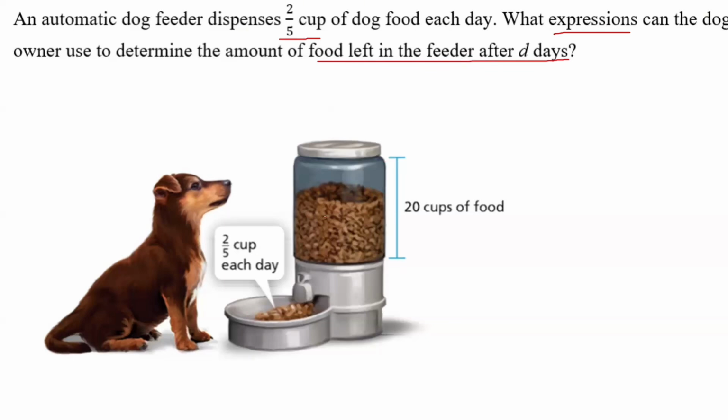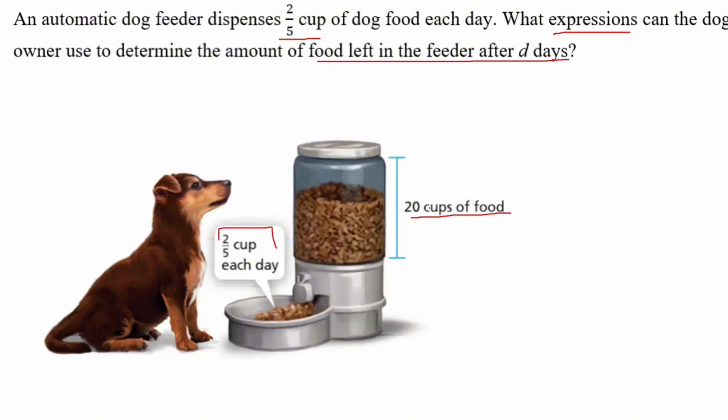We are going to use this information here to help us to write the expression. So this is the dog feeder dispenser. If you notice here, it says that it has 20 cups of food. Maybe that's what you have before. Then each day, 2/5 cup is taken out.